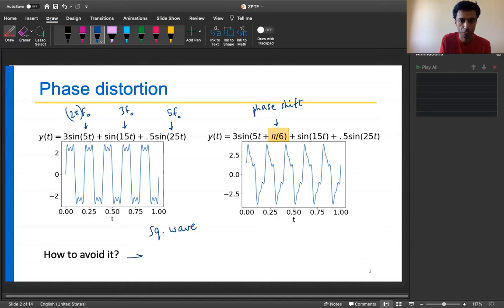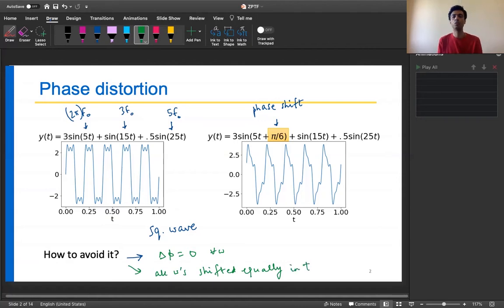How to avoid it? So there can be two solutions. One is that your phase shift, we call it delta phi, is equal to 0 for all omega, right? Or you add a phase shift in such a way that all frequencies or all omegas are shifted equally in time. Right? You shift them all by the same amount so that the same square wave just gets shifted. I mean, all the frequencies are shifted so that you don't get a phase distortion, right?